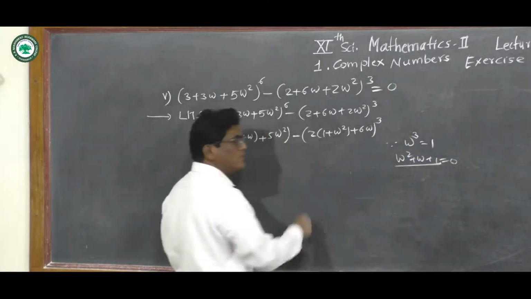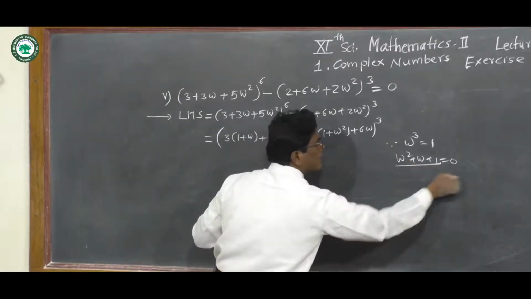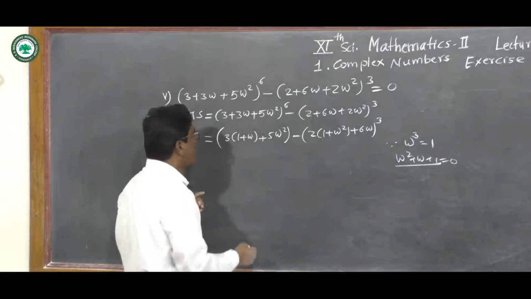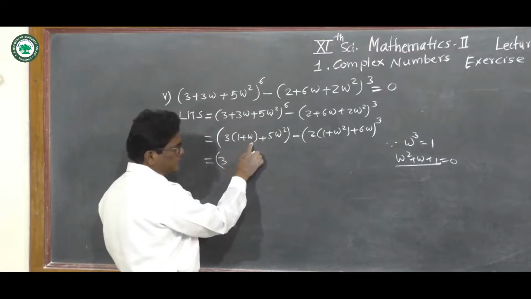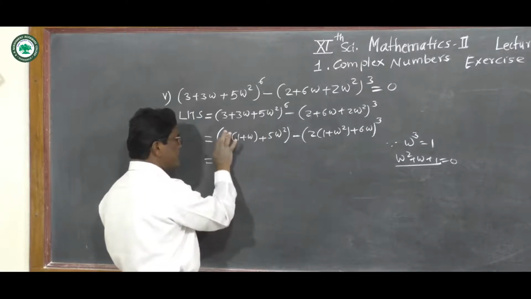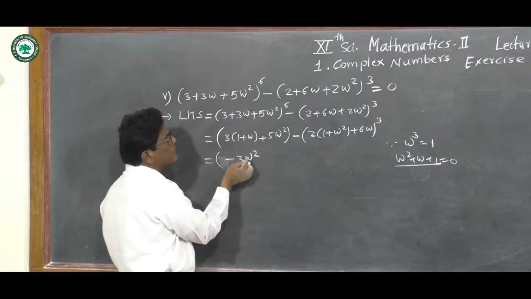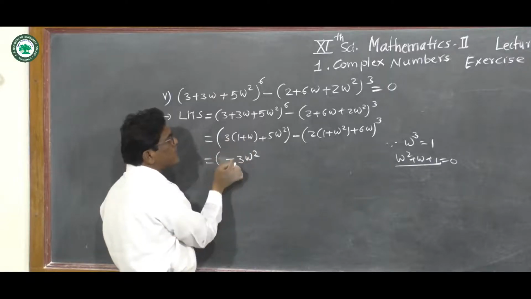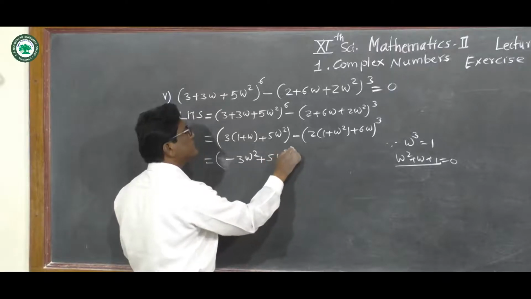Using this relation, we put the values. Here 1 plus omega, carry omega square to the right hand side. Therefore we get 3 times (1 plus omega), that is minus omega square. So we write minus 3 omega square. 1 plus omega is minus omega square, into 3 minus 3 omega square, plus 5 omega square.